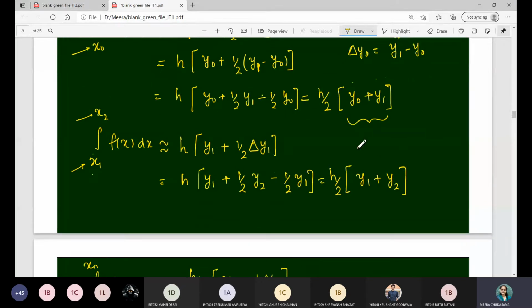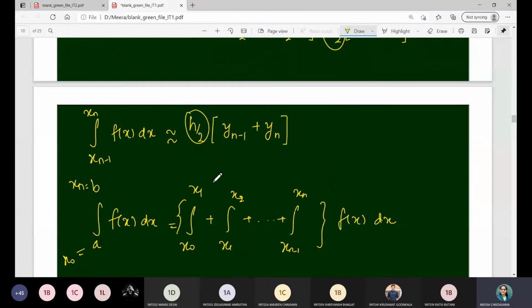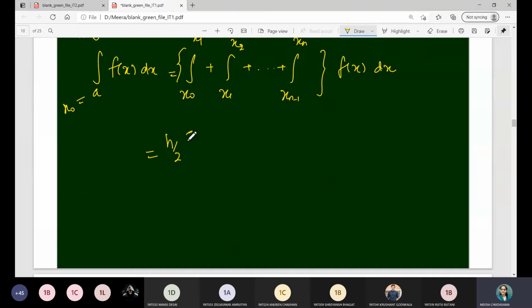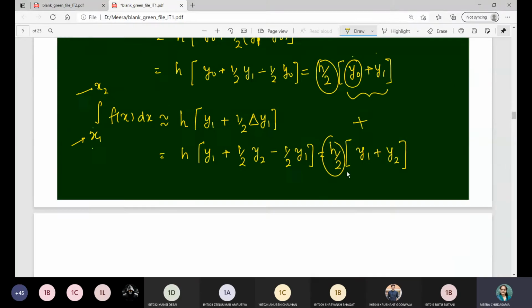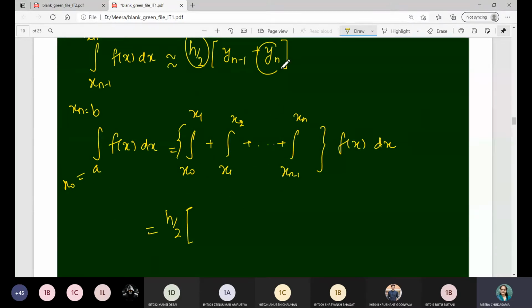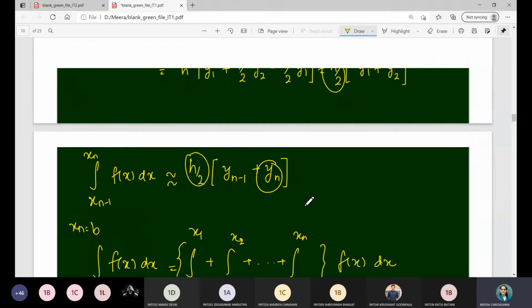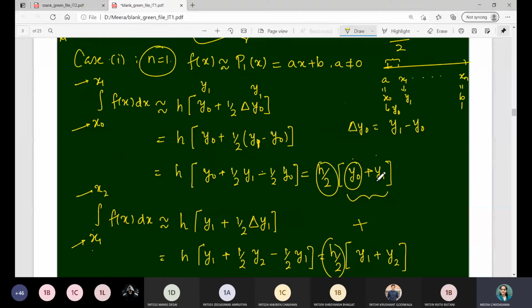So for each term you can see that h by 2 is common, so I will write h by 2 common. Then y0 occurred once, that is the initial value. Yn is also occurring once because it is the extreme last value. So I will just write y0 and yn plus, if you observe, other terms are occurring with 2 as a multiple. So y1 occurring twice.